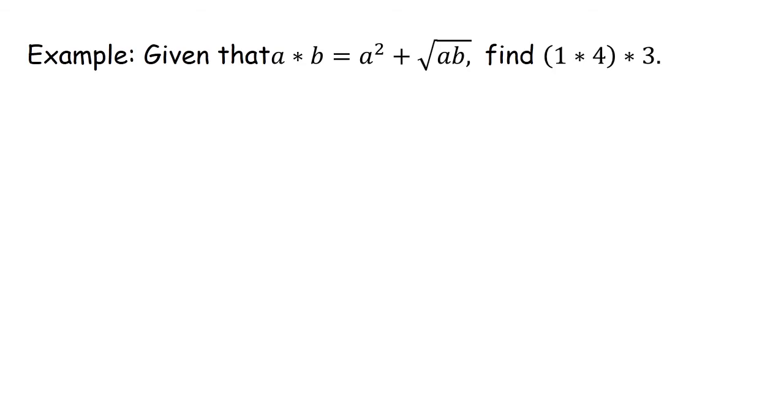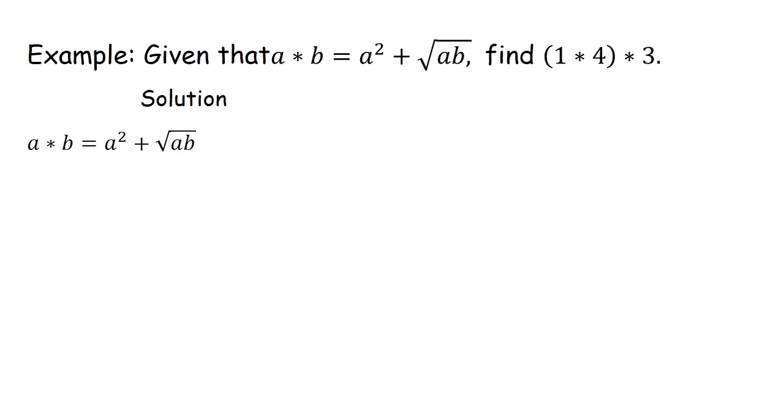We continue. Given that a star b is equal to a squared plus root of ab, find open bracket, 1 star 4, close bracket, star 3.